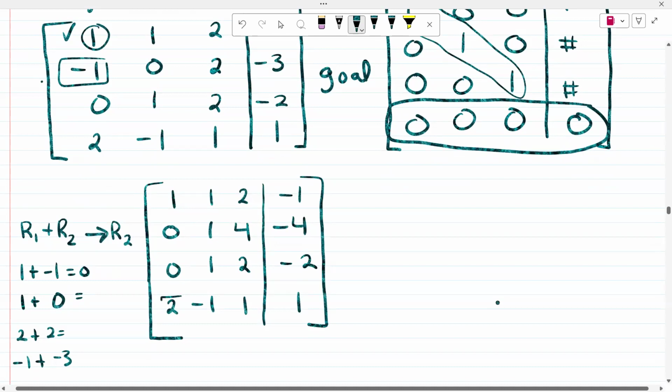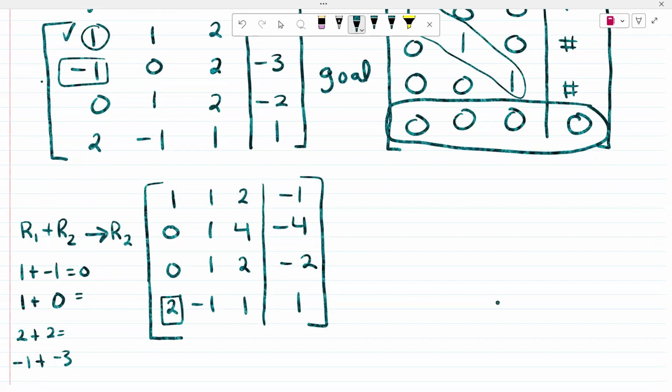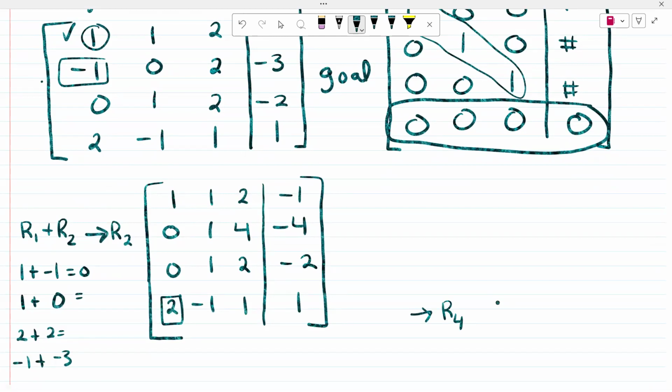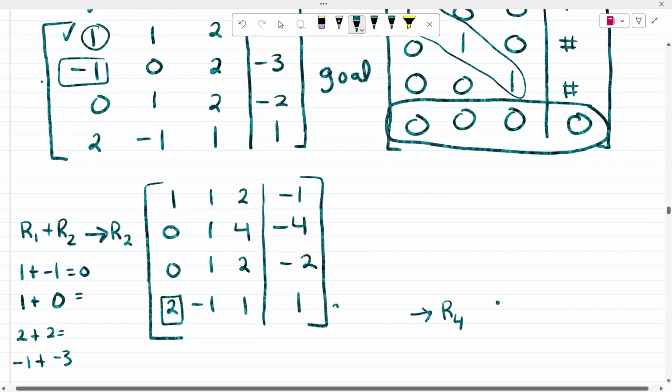Now what I want to do next is make this 2 into a 0. So how would I do that? Okay, so this 2 is technically in row 4. So I think all you have to do is multiply 2 by row 1 minus row 4, and that will eventually make this 2 into 0. So multiply 2 by row 1 minus row 4. Okay.